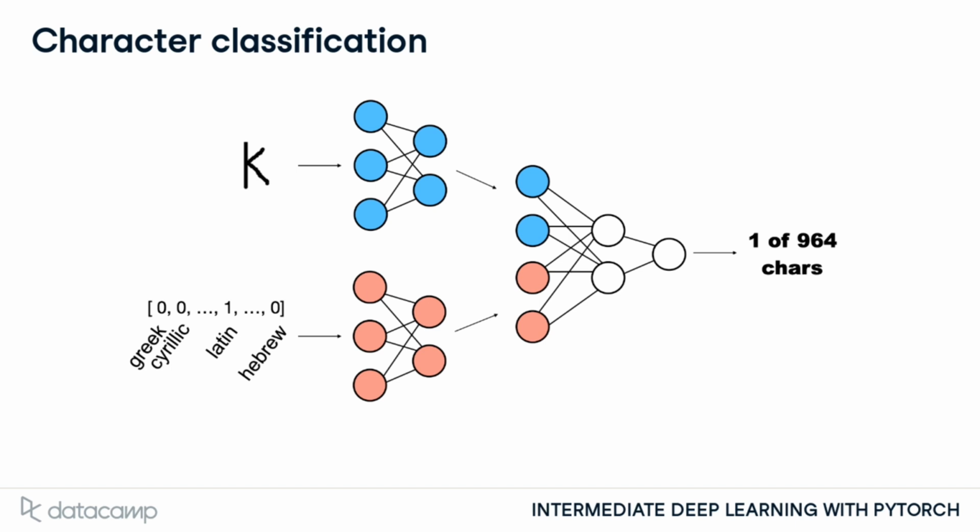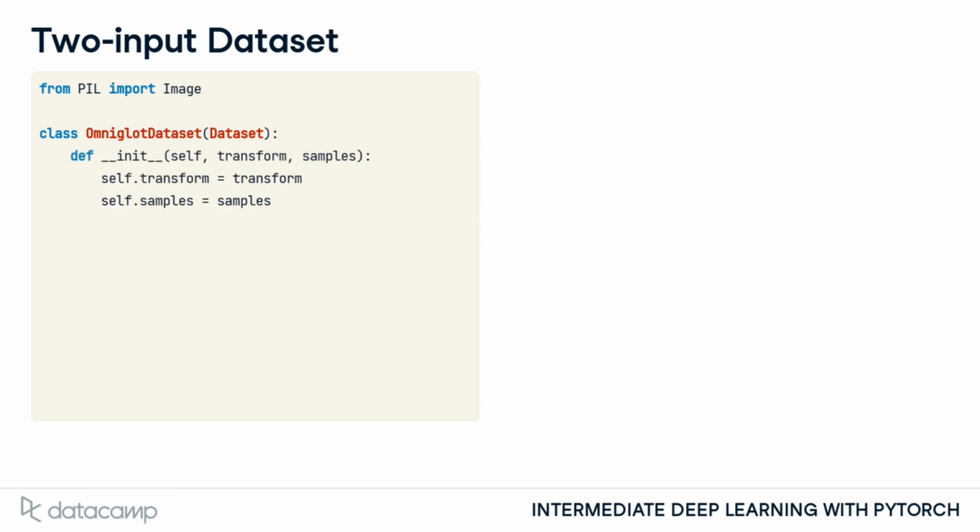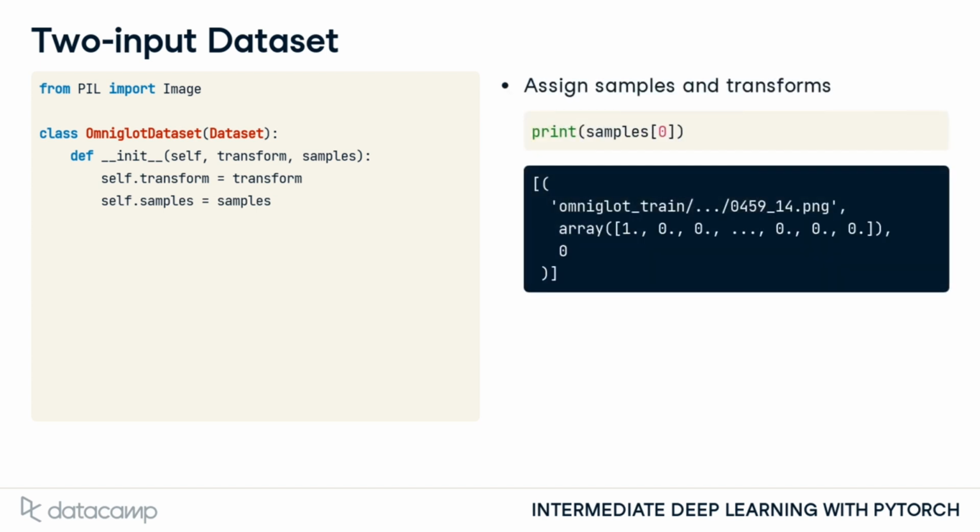We need two elements to build such a model: a custom dataset and an appropriate model architecture. Let's start with the custom Omniglot dataset. We set it up as a class based on torch Dataset. In the init method, we store transform and samples provided when instantiating the dataset as class attributes. Samples are tuples of 3: image file path, alphabet as a one-hot vector, and target label as the character class index. In the exercises, samples will be provided.